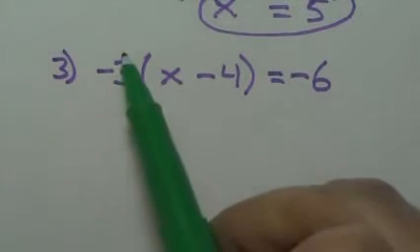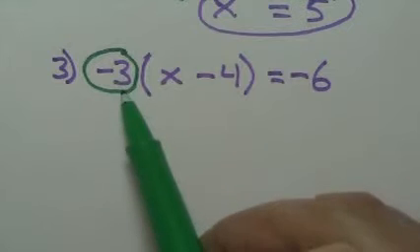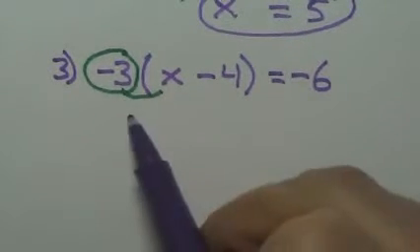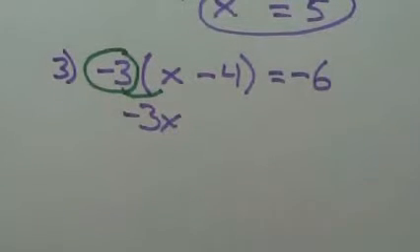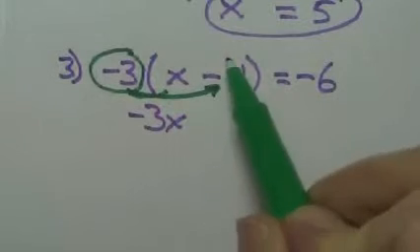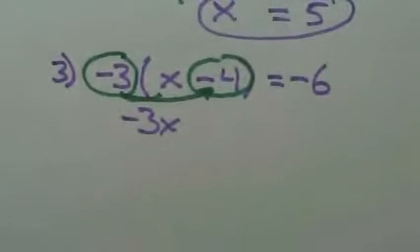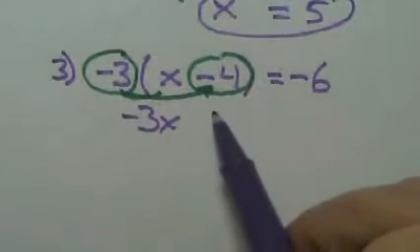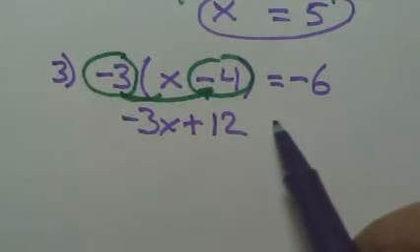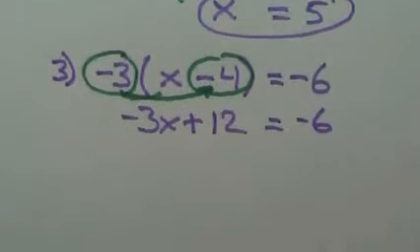Okay, our first step is distributive property. I'm going to take negative 3, not just 3, but negative 3. Negative 3 times x. That's negative 3x. Then I have negative 3 times this, negative 4. Negative 3 times negative 4. Well, 3 times 4 is 12, and two negatives cancel when multiplying. Equals negative 6. Again, keep the equals lined up.